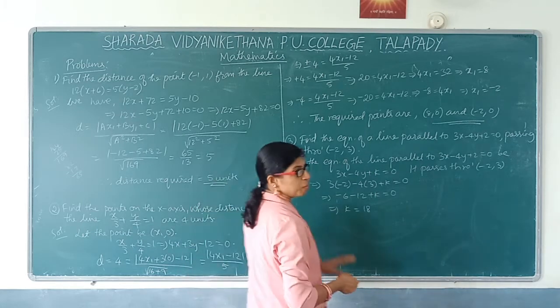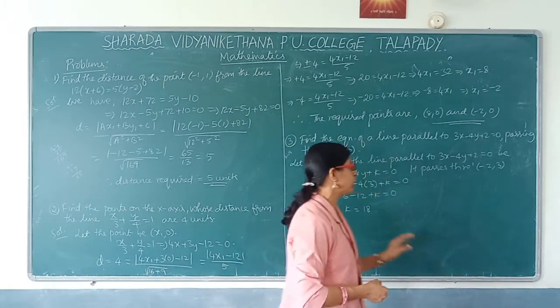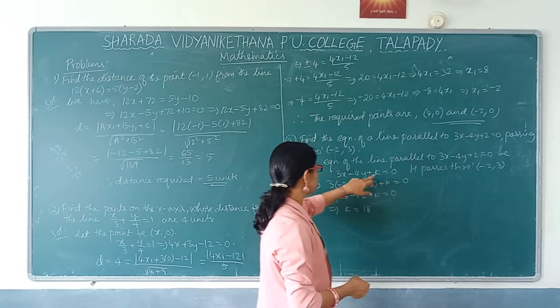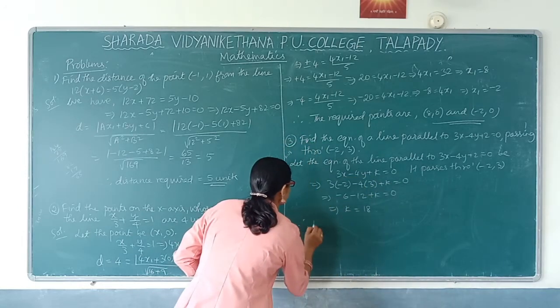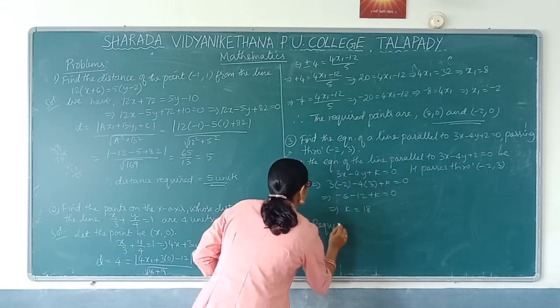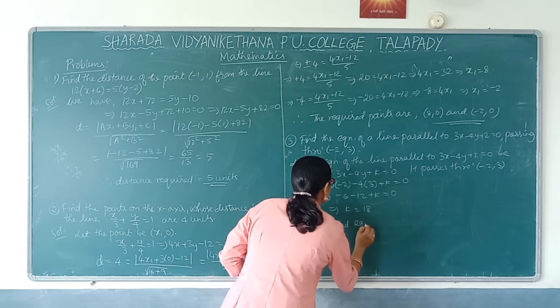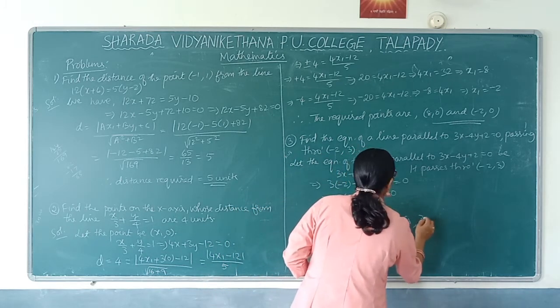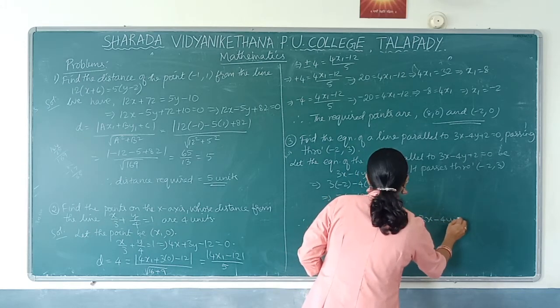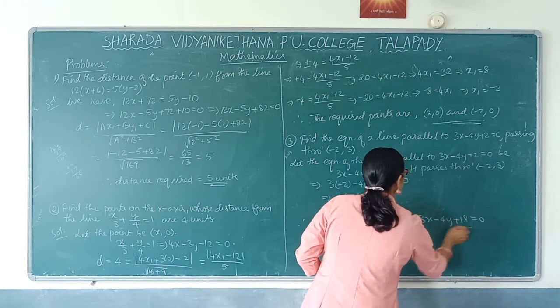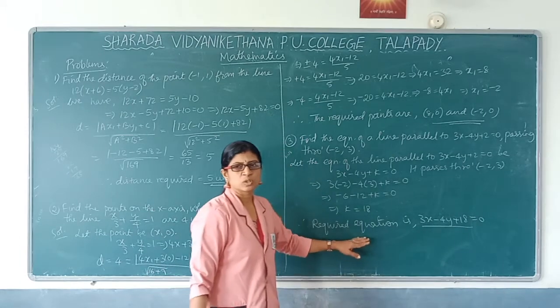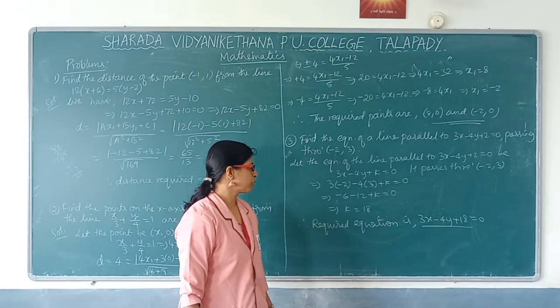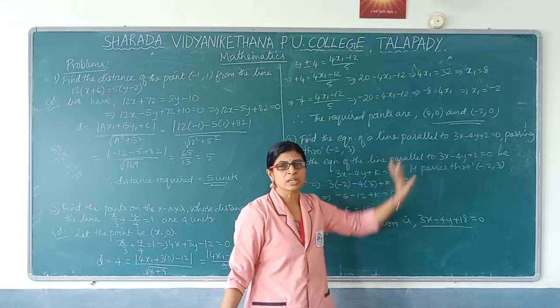Our motto is not to find the k value alone. We have to find the equation here. So what is the required equation? Write the equation first with the k value. The required equation is 3x minus 4y plus 18 is equal to 0. That is the solution of this problem. So this line will be parallel to the given line.